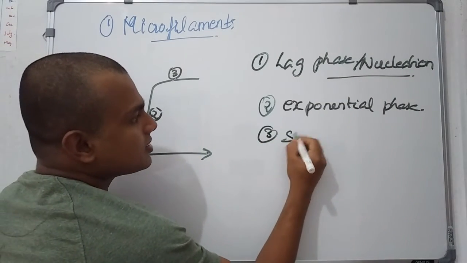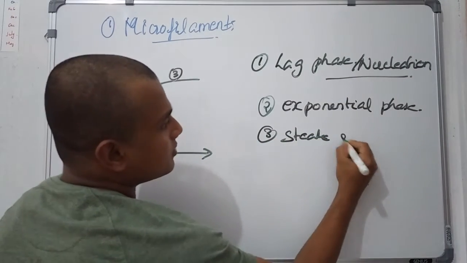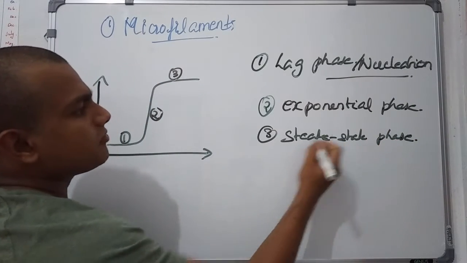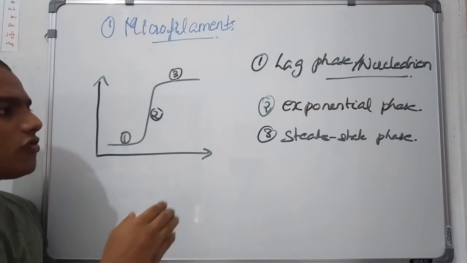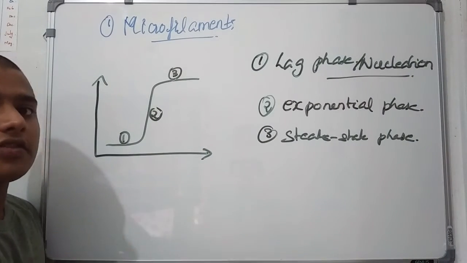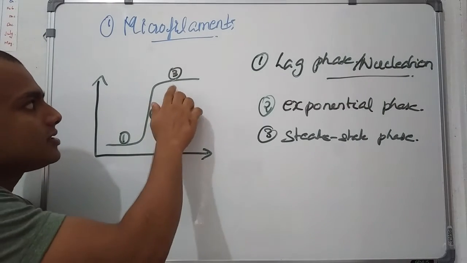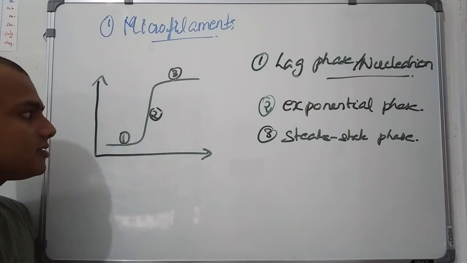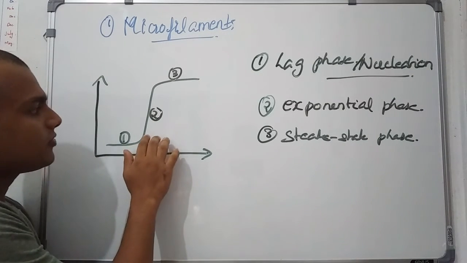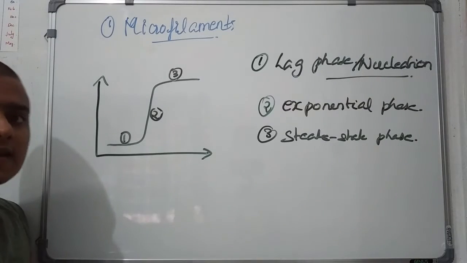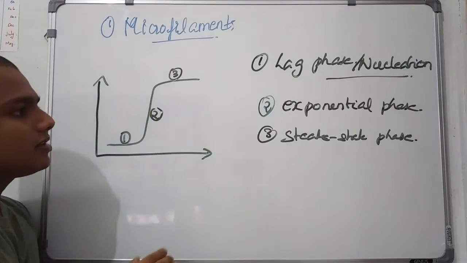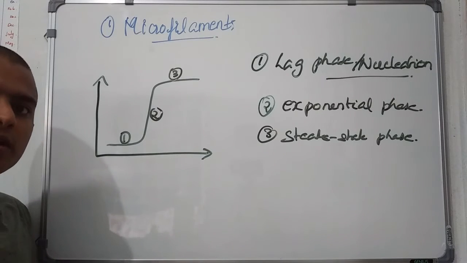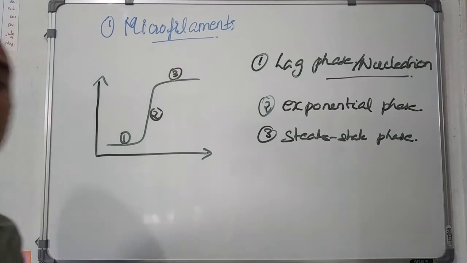The third phase is the steady state phase. The steady state phase is when the rate of polymerization is equal to the rate of depolymerization. So, this is the lag phase. The molecules are getting arranged for polymerization, and at exponential phase, the polymerization begins in a very accelerated manner. And in the third phase, the steady state phase, the polymerization rate is equal to the depolymerization rate.